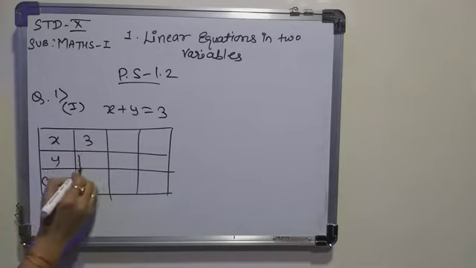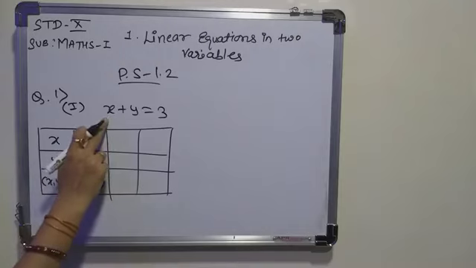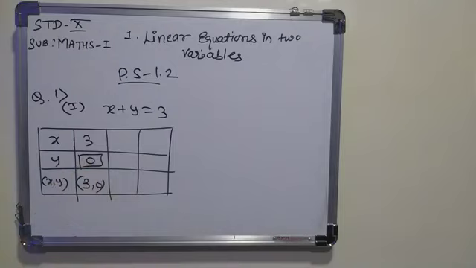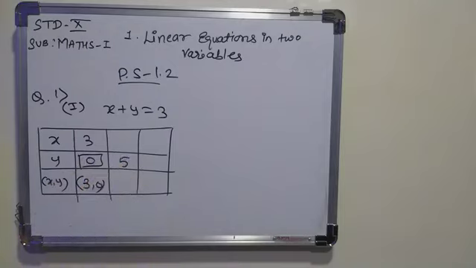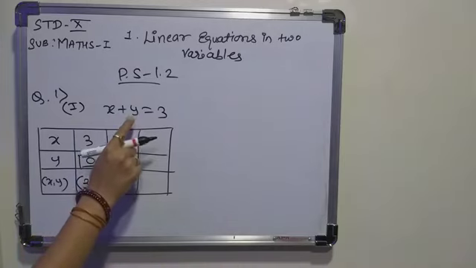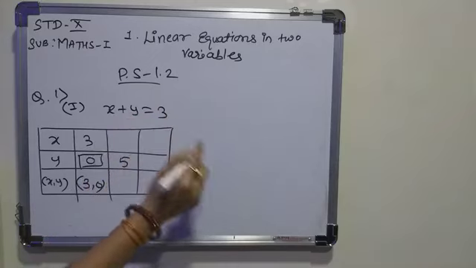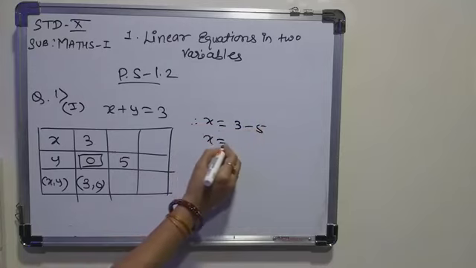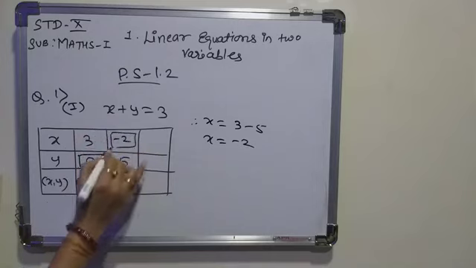When your x is 3, what will be your y? I have already mentioned over here. When your x is 3, you are going to shift 3 over here, you will get 3 minus 3, 0. Then your y value will be 0, right? In the next column, when your y is 5, you are going to plot the y value over here, 5. You are going to shift 5 over here, you will get 3 minus 5. So therefore x is equals to 3 minus 5, x value will be minus 2. So you are going to write minus 2 over here. Clear?